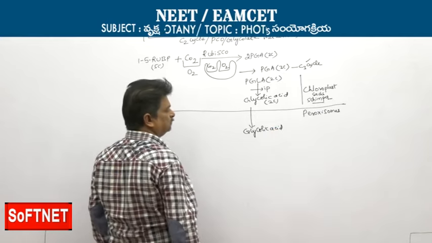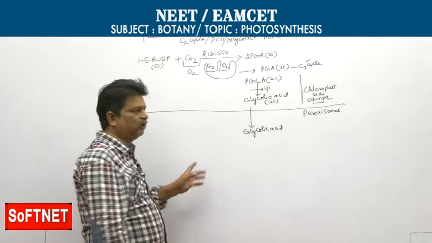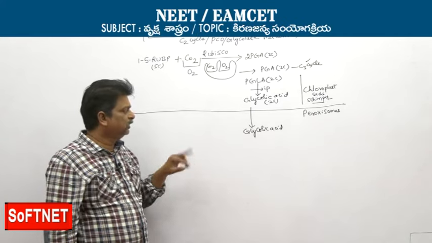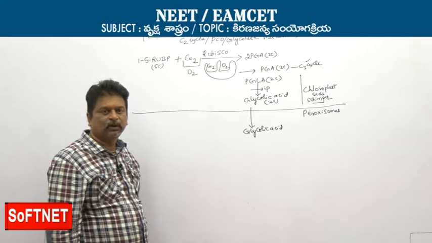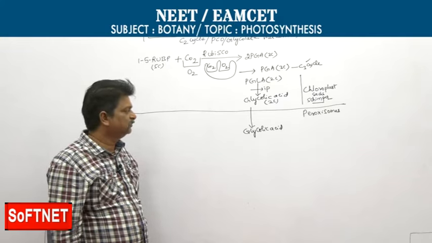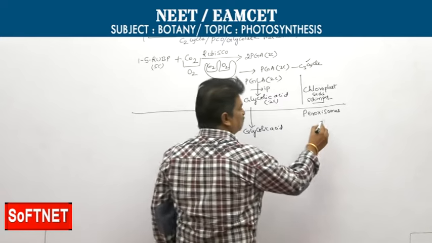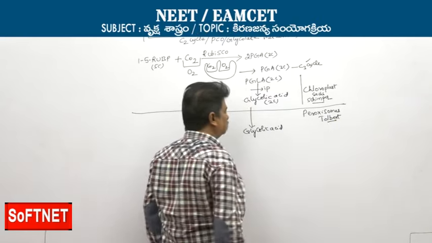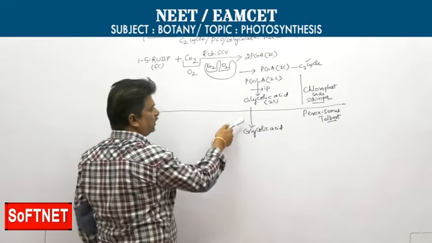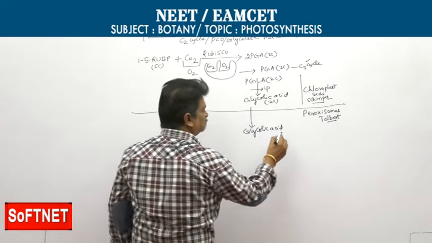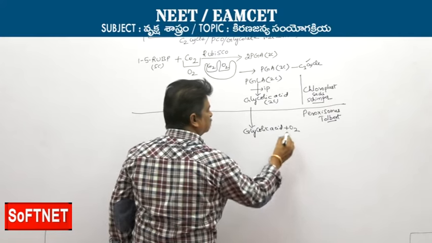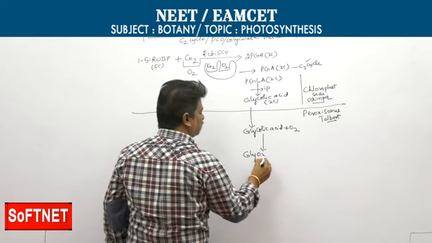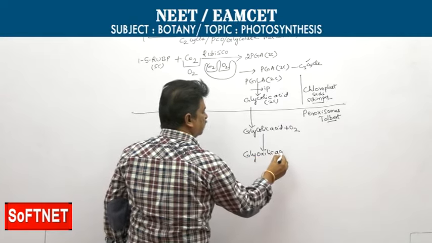What is peroxisome, or why is that name given? Peroxisome means it contains peroxide oxidizing enzymes. These peroxisomes were discovered by Talbot. Once glycolic acid enters into peroxisome, this glycolic acid undergoes oxidation and forms glyoxylic acid.